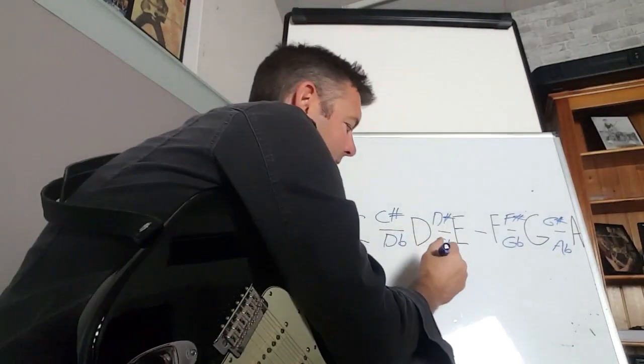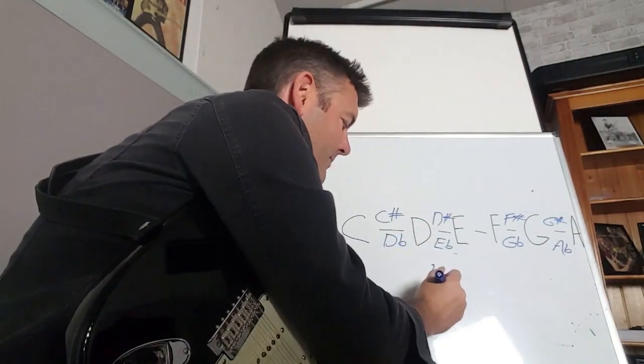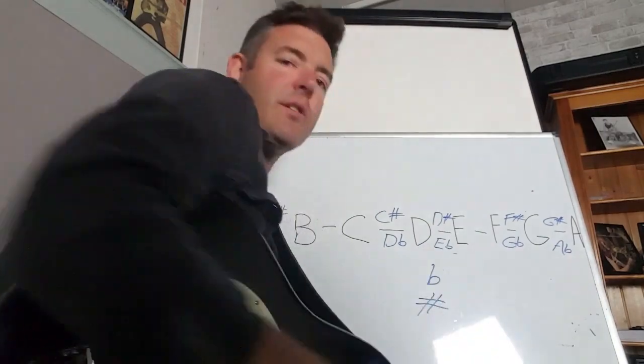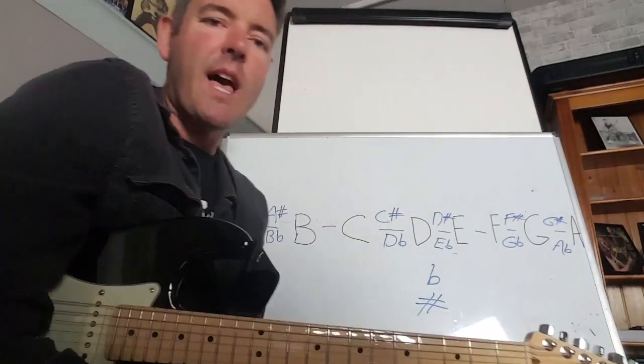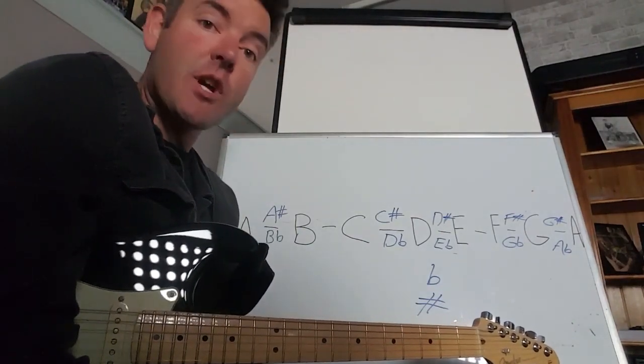Okay, now, I didn't mention this, but the sign for flat is like a little B. The sign for sharp, as I said, is like a hashtag. And you're going to see that all over music. And if you're ever not sure what it means, well, now you know. They're the signs for sharps and flats.